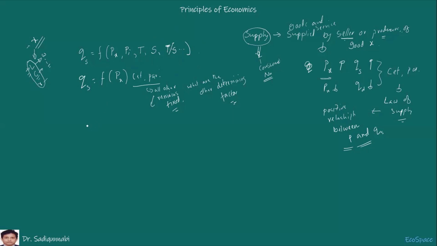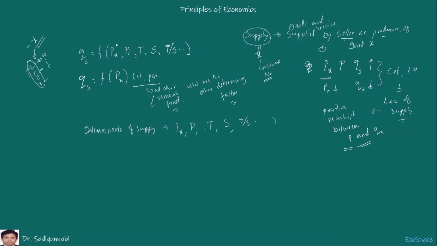So we can say that the determinants of supply are price of good X, price of inputs, technology, seasonal effect, and tax and subsidy, etc. Okay.